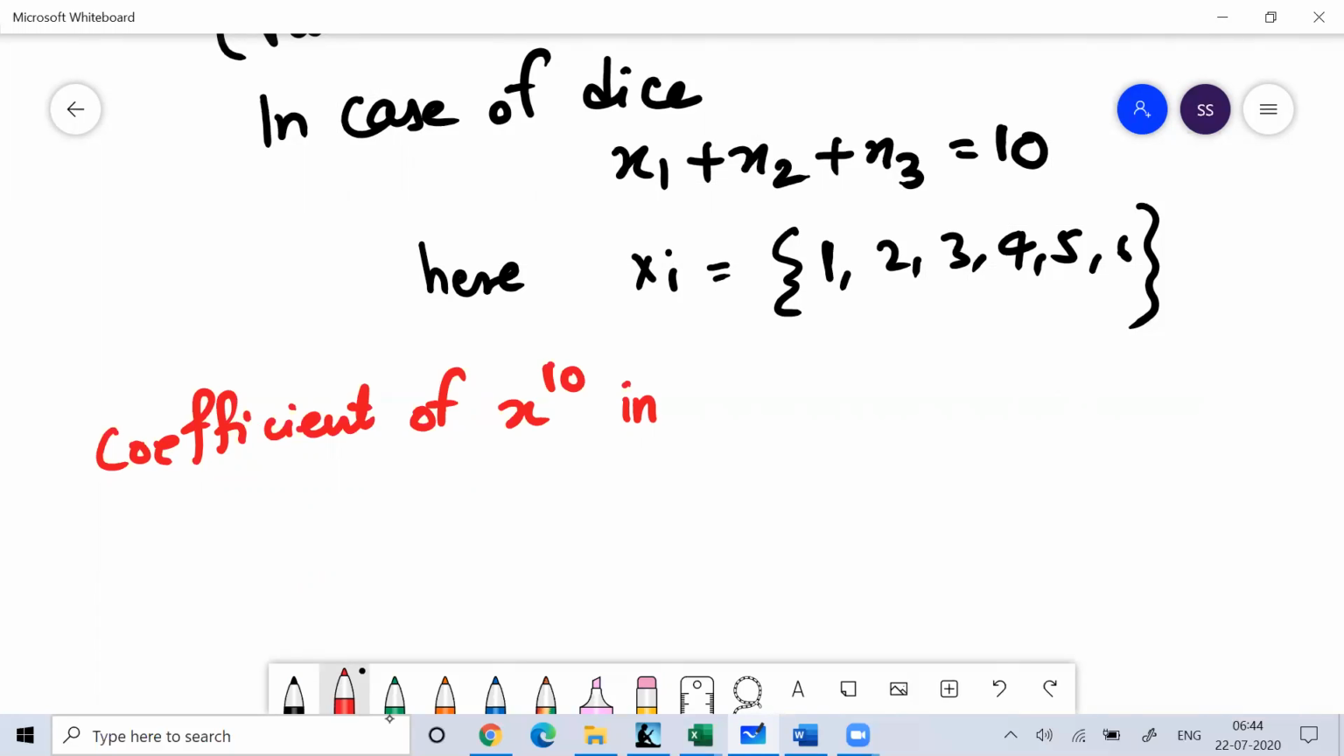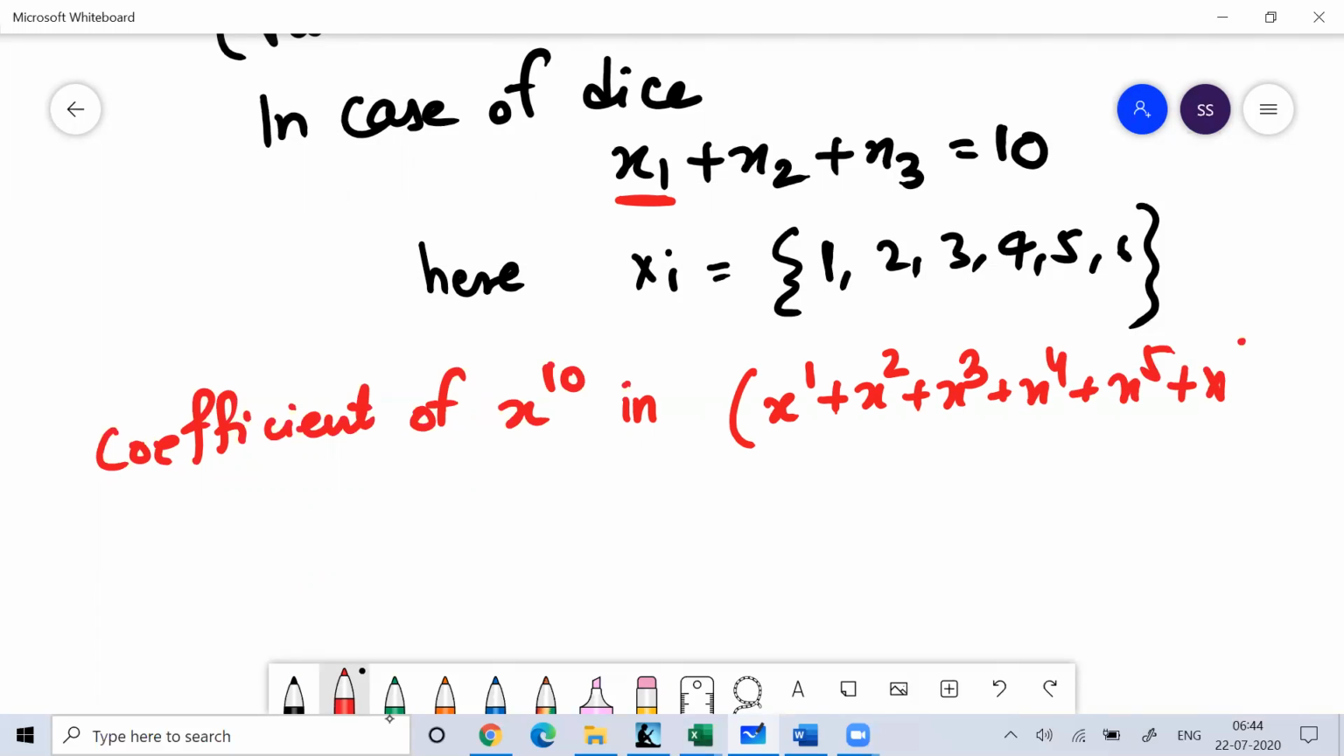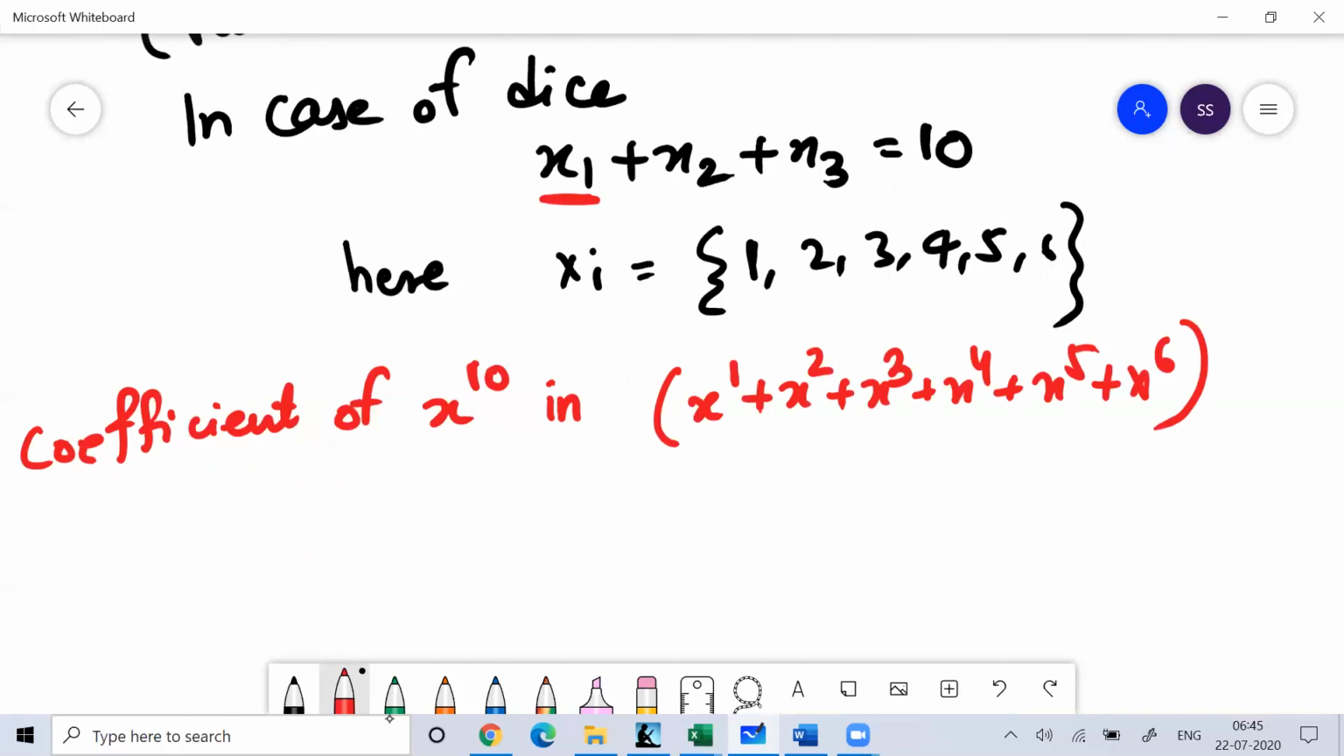So you will search here in x1. That x1 can take value from 1 to 6, because these are the possible outcomes. This is the value the first die can take. Similarly, the second die can also take values 1 to 6, and the third die can take values 1 to 6. Whatever value the dice can take, we represent those values in terms of power.